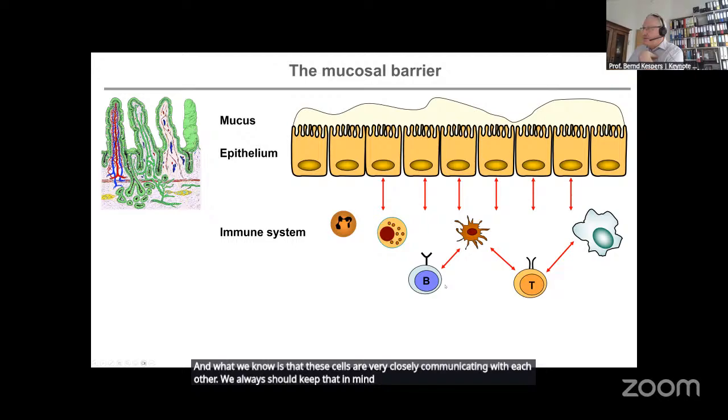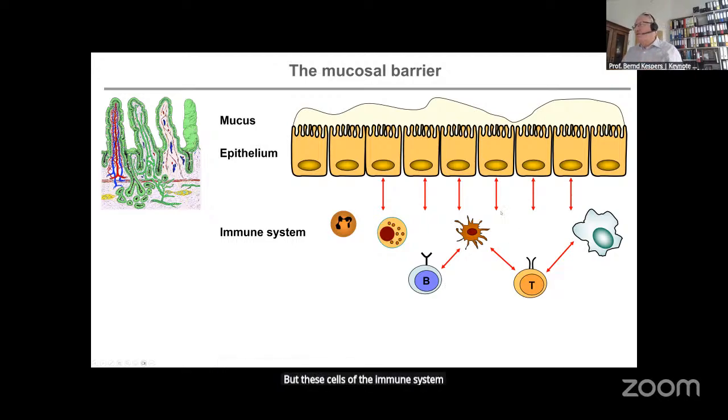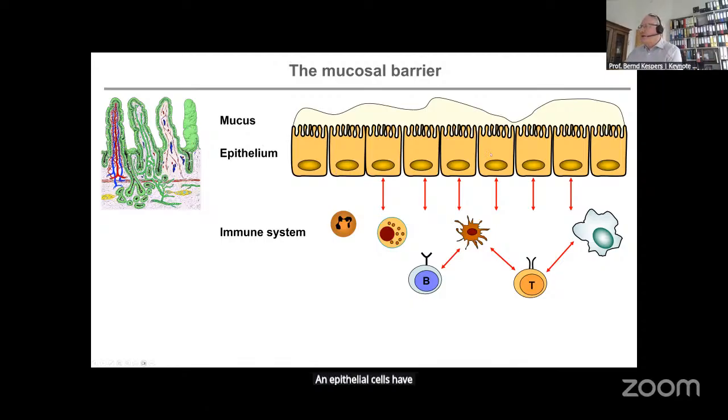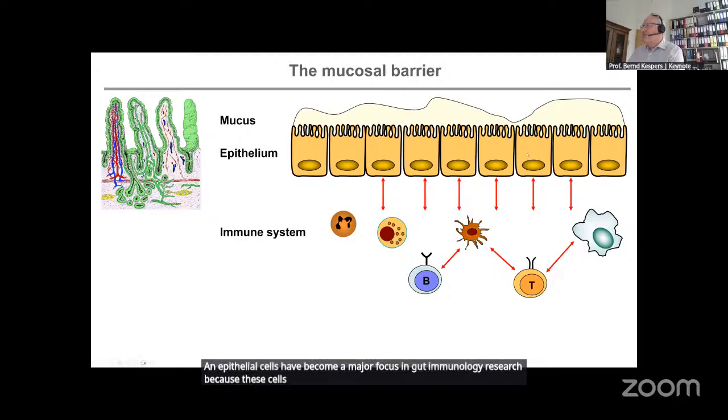But these cells of the immune system, as we have learned over the last 10 to 15 years, in particular from work in mice and in cell culture experiments, also very closely communicate with the epithelial cells. And epithelial cells have become a major focus in gut immunology research because these cells are a very critical component of the entire protection system.